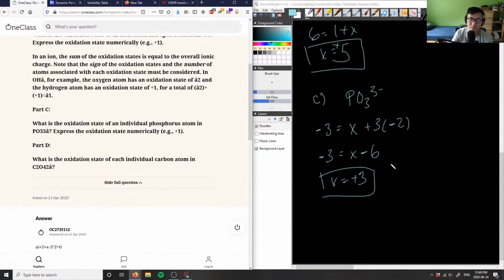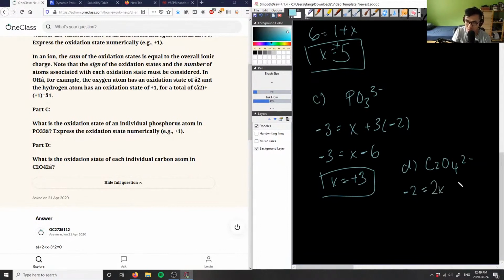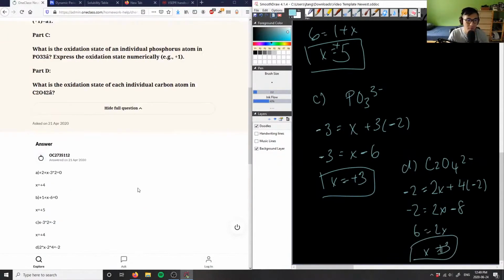And then finally for D, I want the oxidation state of C2O4. And I think it's a 2 minus charge here. C2O4 2 minus. If I have a charge of -2, I want the individual charge of a carbon. I have 2 of these guys here, so it's 2x plus 4 times -2. It's going to be 2x minus 8. So bring the 8 to the other side, I get 6 equals 2x, so x is going to equal +3. So I have +3 again.